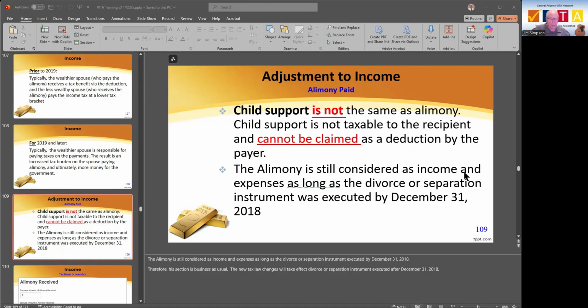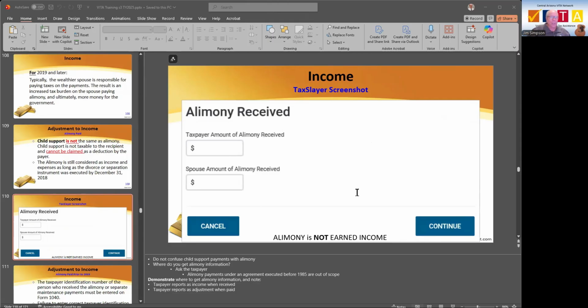Alimony is still considered income and expenses as long as the divorce or separation was executed before December 31st, 2018. Okay. So here's the TaxSlayer screenshot to where you would put in if the taxpayer received alimony. Remember, this is where they have to claim it as income. This is a pre-2019 divorce.